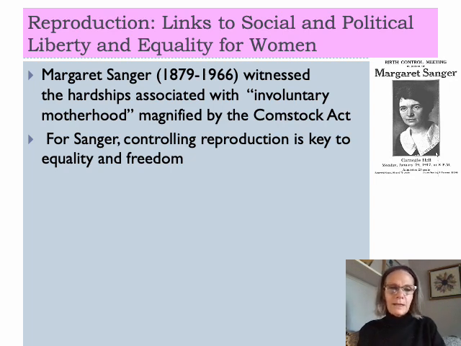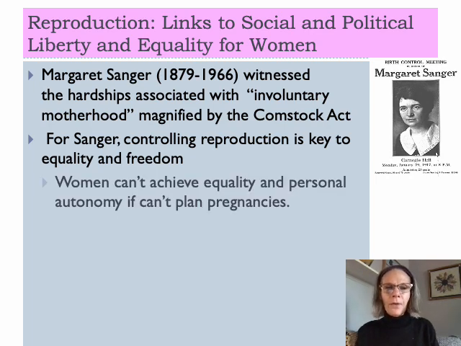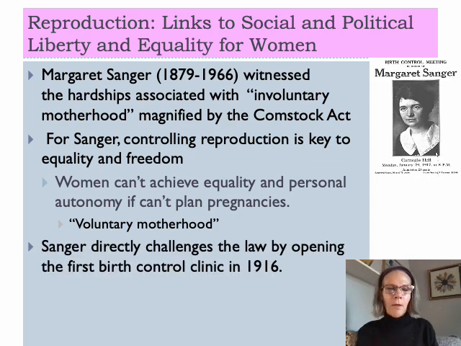So as I stated, for Sanger, controlling reproduction is really key to equality and freedom. Like other feminists at this time period, she believed that women can't achieve equality and personal autonomy within the United States if they can't plan their pregnancies. She wanted voluntary motherhood, not involuntary motherhood.